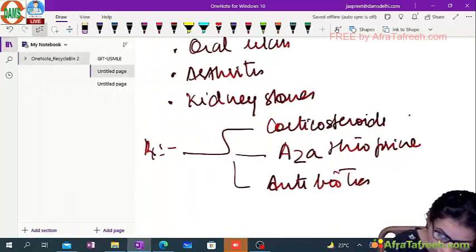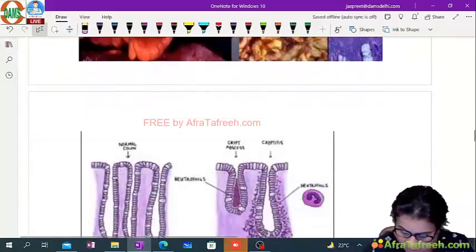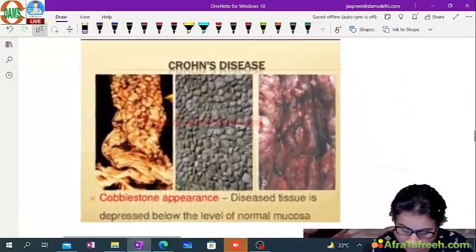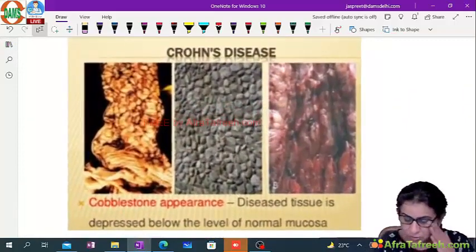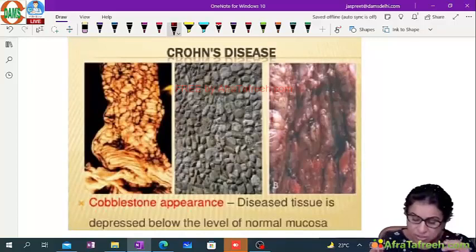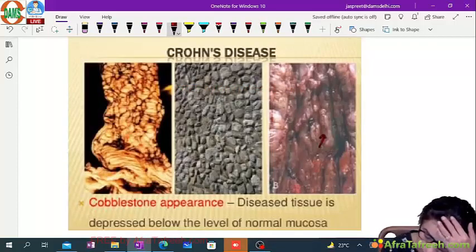Okay, now let us look at pictures of Crohn's disease. First, this is cobblestone mucosa. In the center you can see the cobblestones. The ulcerated areas are depressed. So this is cobblestone mucosa, and these are the ulcers.